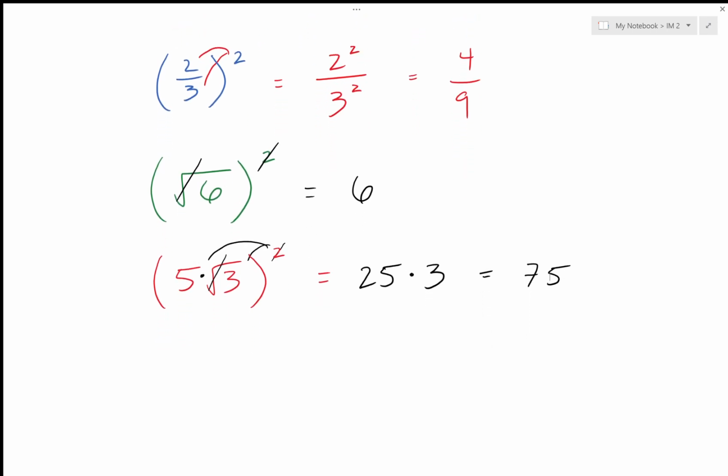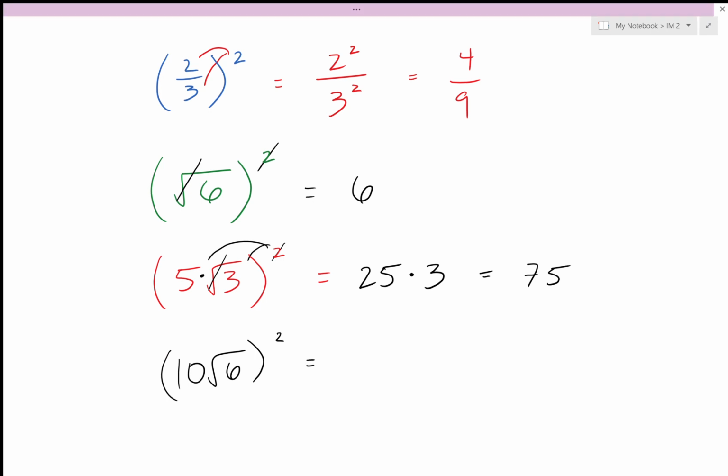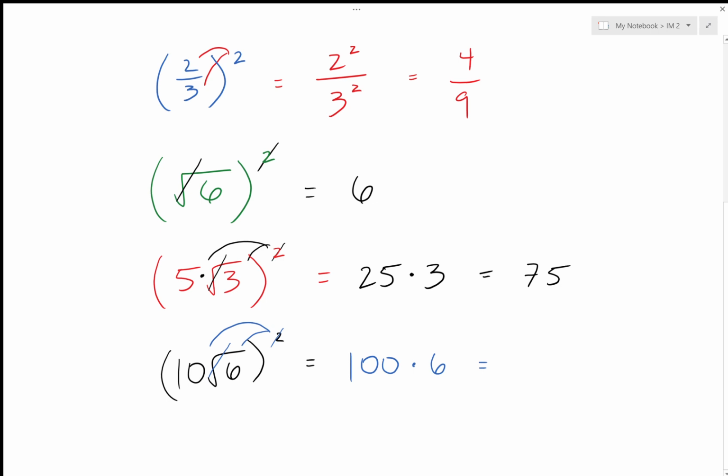Actually, let's see one more of those. Let's take 10 square root 6 and then square the whole thing. So again, exponent gets applied to everything. So 10 squared is 100, and the square and square root get canceled out. So times 6, and 100 times 6 gives me 600.